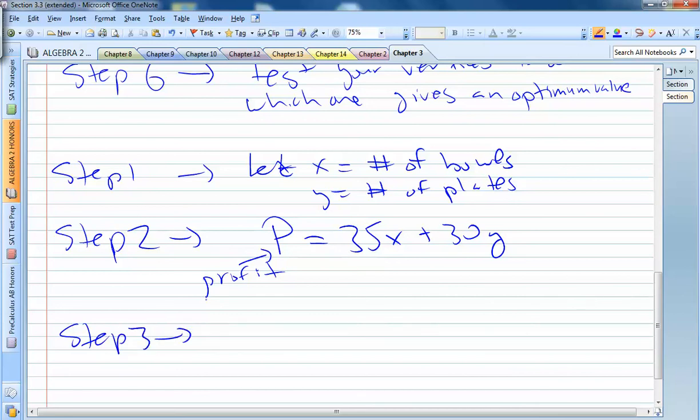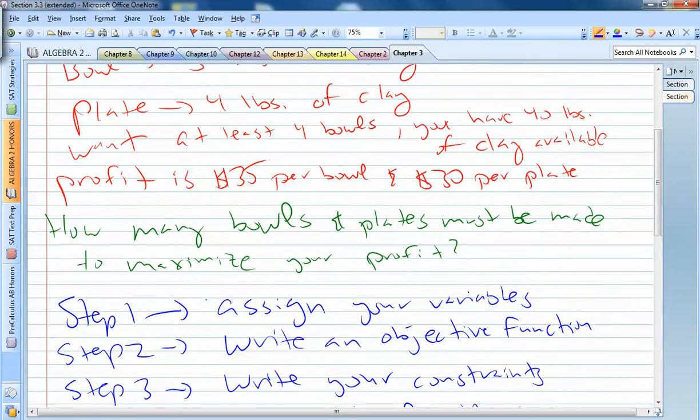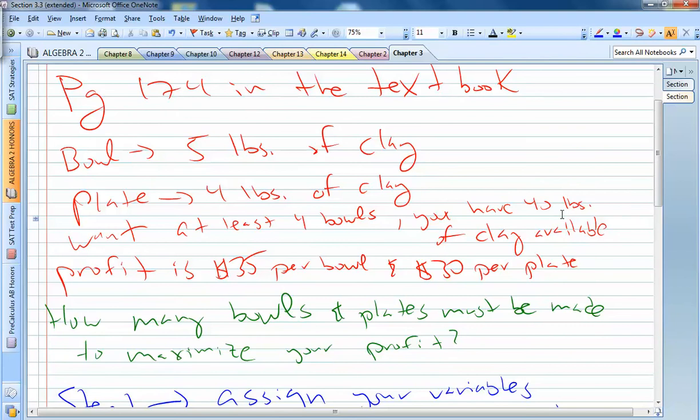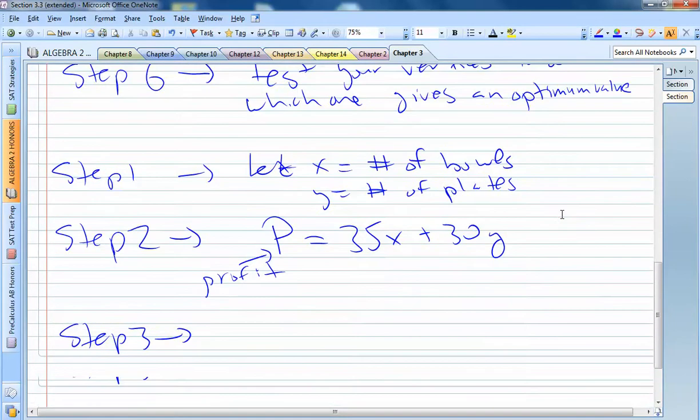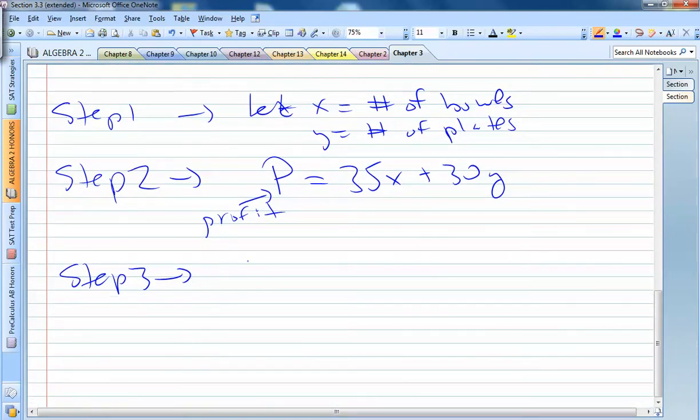Step 3, your constraints. Constraint means what you're limited by. Clearly, we don't have all the clay in the world to use. And clearly, we have to make at least 4 bowls. So that means that x has to be greater than or equal to 4, and x plus y has to be under 40.